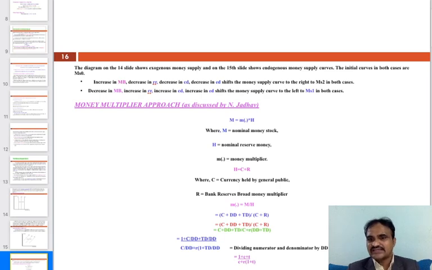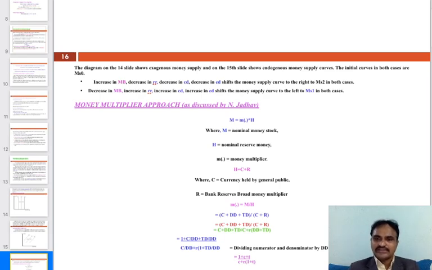So where C is currency held by the general public, R is bank reserve, and the money multiplier m is M upon H. You can simplify this equation into C plus DD plus TD, that is the high powered money. What is M? C plus R. M into H. So you can simplify this equation again: C plus DD plus TD upon C plus R plus DD plus TD.